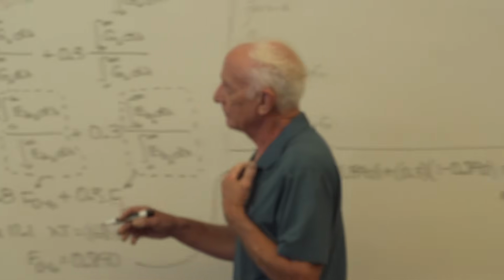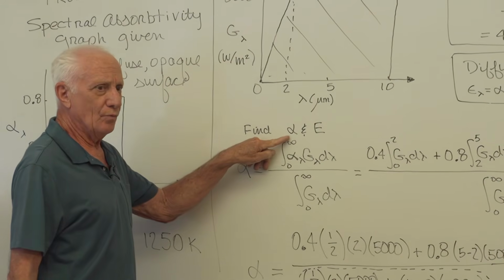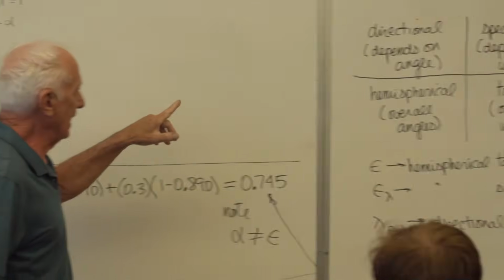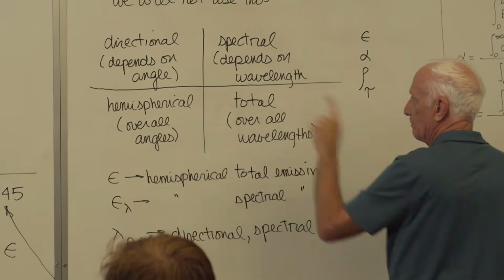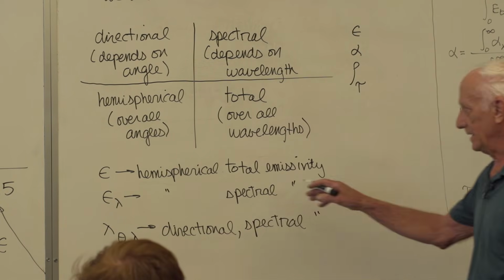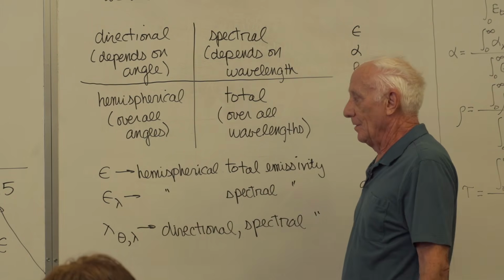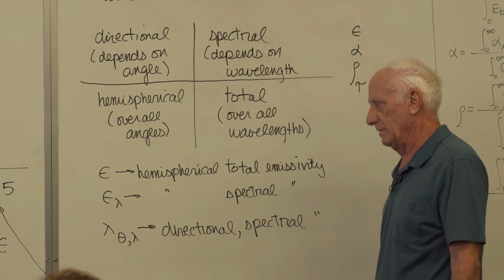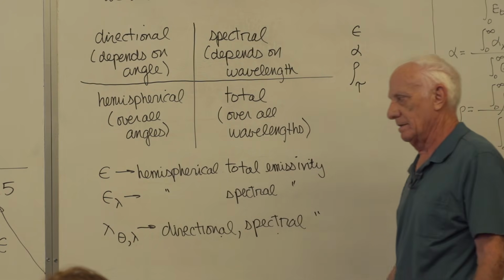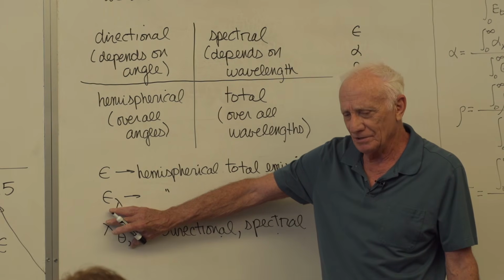I erased it, but over here. Okay, here. What do I mean when I say find absorptivity? What I mean is find the hemispherical total absorptivity. So that's what the words mean. So in this case, with no subscripts, it means hemispherical total. With the subscript lambda, it means depends on wavelength. With a theta comma lambda, it means depends on direction and on wavelength. But we're not going to consider stuff like that. But just so you know, when you're reading chapter 12, you don't say, what does he mean by that?